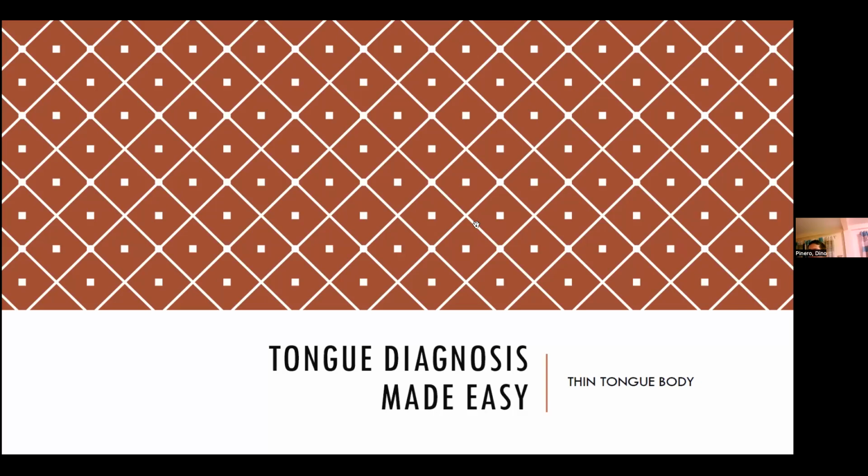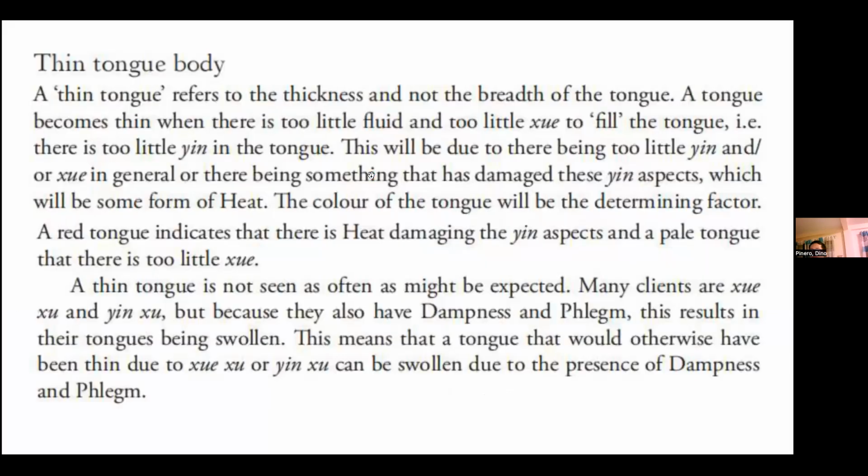Now we continue with the tongue diagnosis, thin tongue body. A thin tongue refers to the thickness and not the breadth of the tongue. A tongue becomes thin when there is too little fluid or too little blood to fill the tongue. For example, there is too little yin in the tongue. This will be due to there being too little yin and blood in general, or there being something that has damaged the yin aspect, which will be some form of heat.